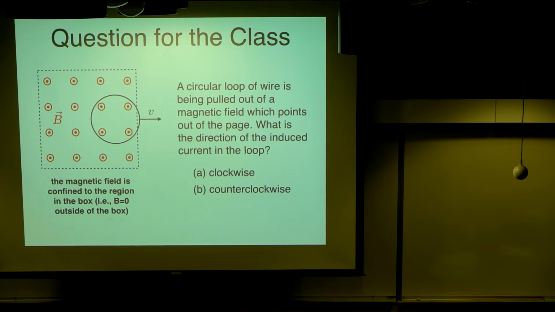Yeah. Flux is decreasing. All that matters is we're in the process of taking it out of the field. All right, let's put this one to a vote. I think some of you have the answer, but I just want to see what you think. So, votes for clockwise, counterclockwise. You got it. Cool.